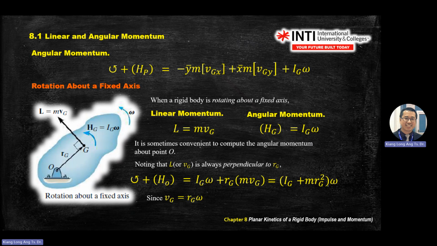Or you will arrive at the form of Ig plus m r square omega. Why? How do you get omega? V equals omega r. So you substitute V with omega r, you get omega r square. Right? So if you look at this form, Ig plus mr square, it actually is Ig plus md square. We still arrive at H equal to I omega.